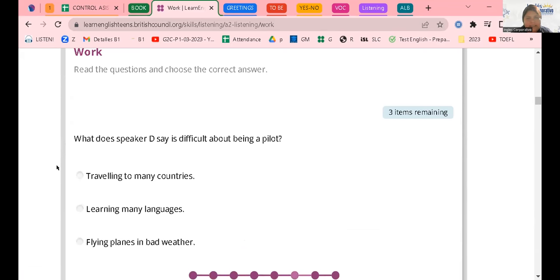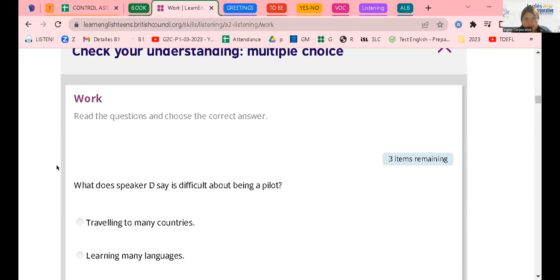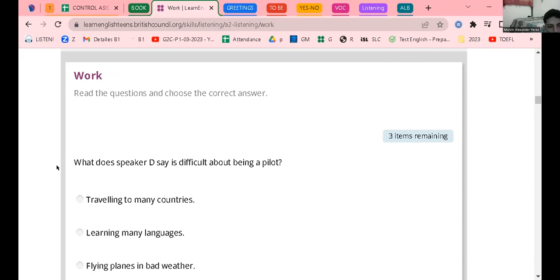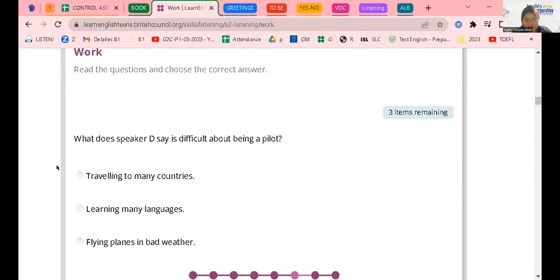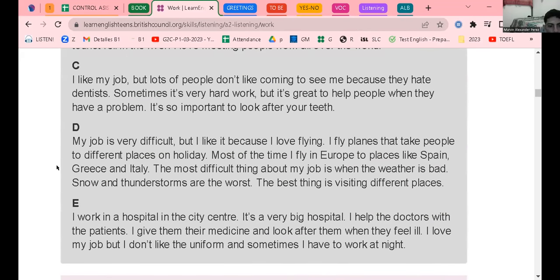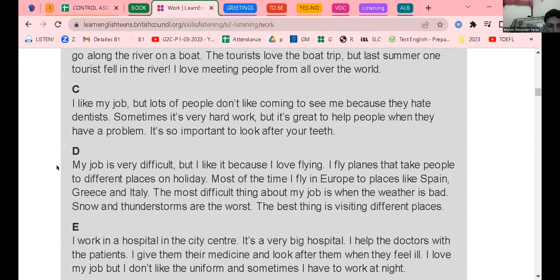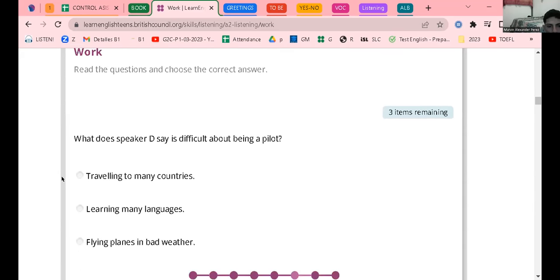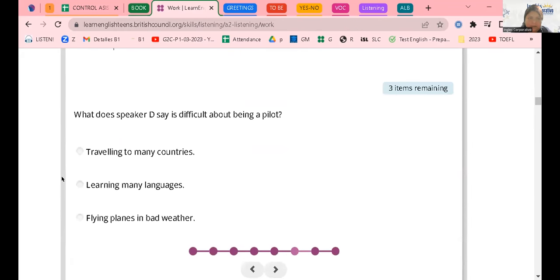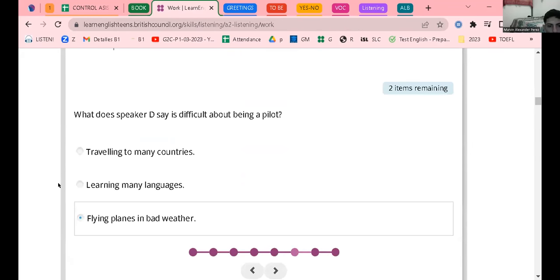What does speaker D say is difficult about being a pilot? Flying planes in bad weather. Uh-huh. ¿Es difícil ser piloto? Yes. Traveling to many countries, learning many languages, and flying planes in bad weather. Number three? Mm-hmm. Three. Okay, let's see. Flying planes in the bad weather.